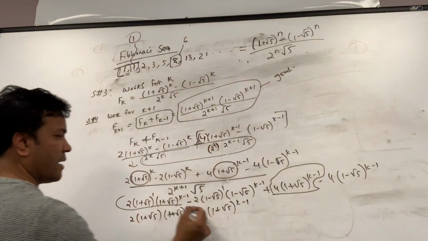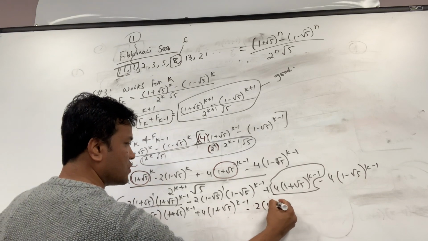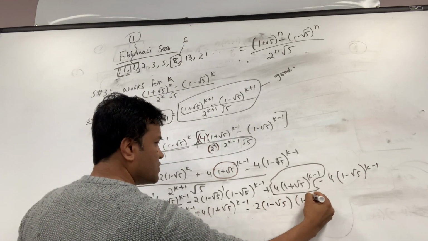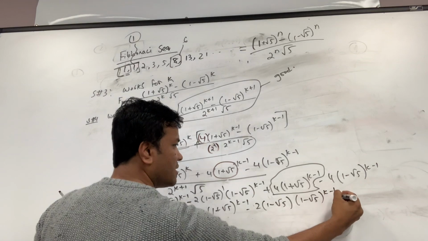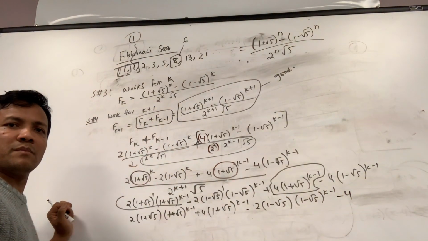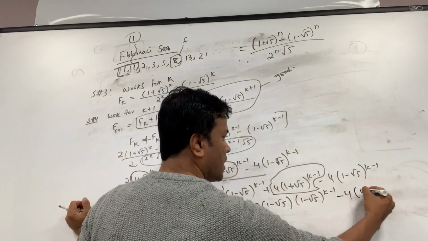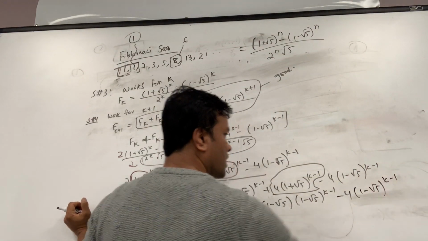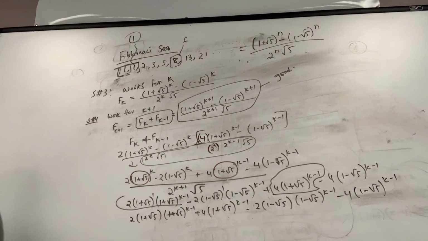Yeah. We're going to have now negative 2 times (1 minus root 5), 1 minus root 5, k minus 1, minus 4 times (1 minus root 5), k minus 1. All right. Now we finally have something to factor out.